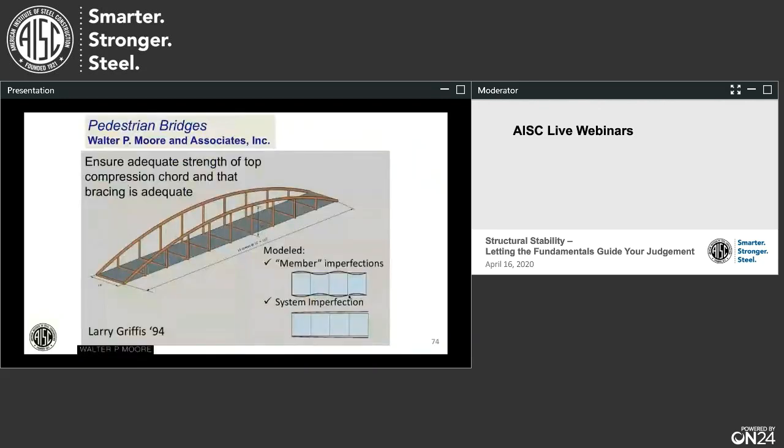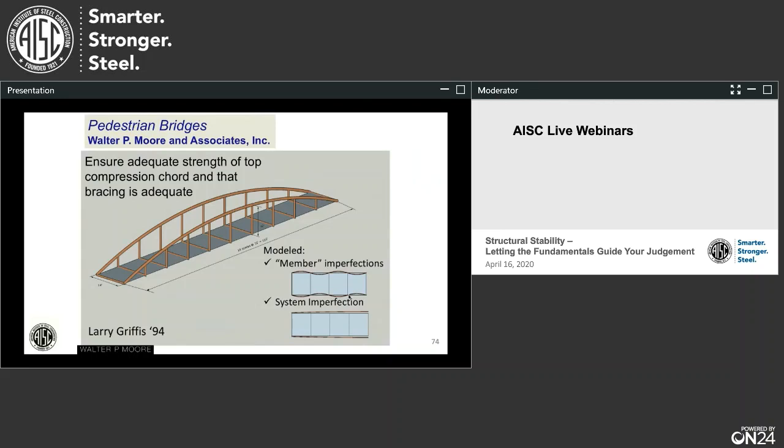Arches are another good example. This one came to me from my friend Larry Griffiths, who won the Higgins Award in '94. So we've got an arch, a two-arch bridge here, a little pedestrian bridge. And the engineers at Walter P. Moore were thinking, all right, what is bracing that arch? And are those verticals really adequate in bracing the out-of-plane buckling of those arches?